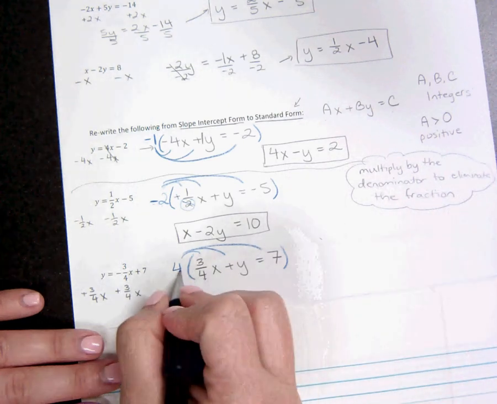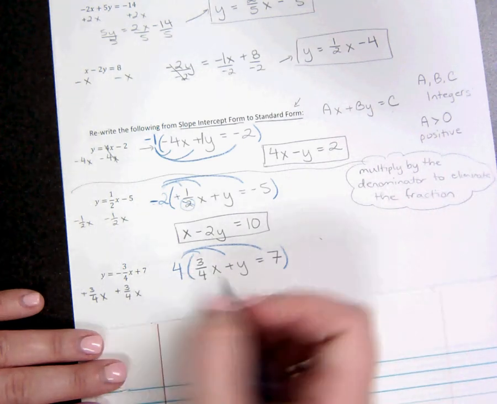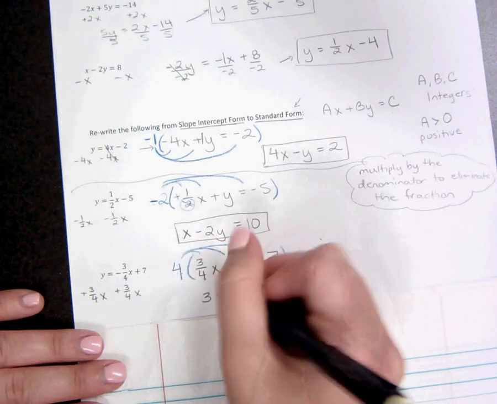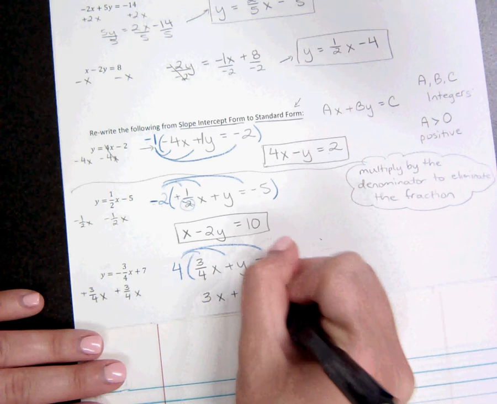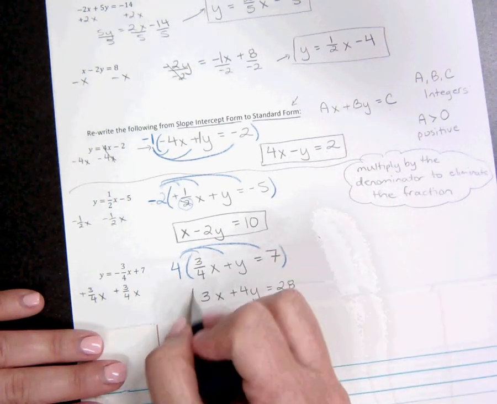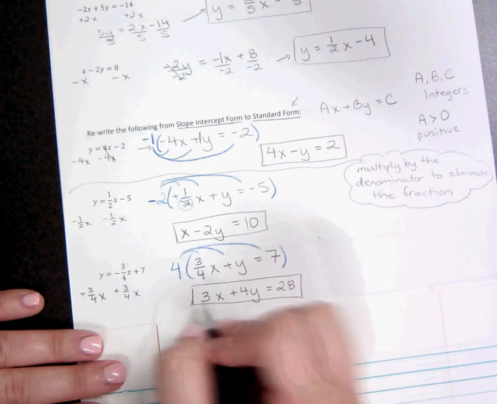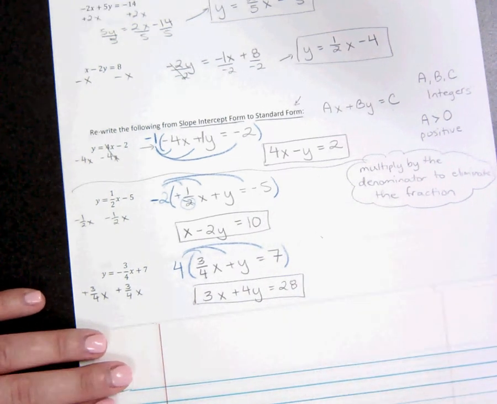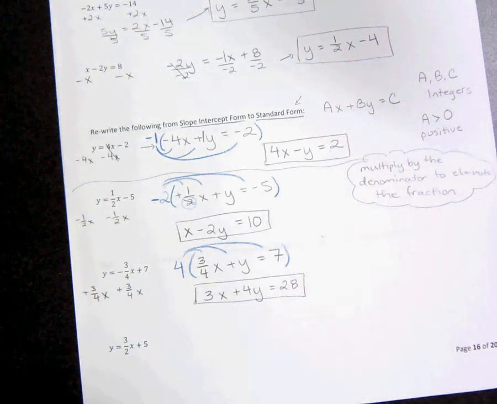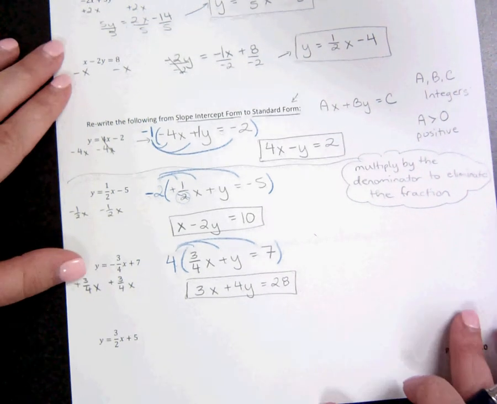For this one, this 4 and this 4 cancel out. So we're just left with 3x. Then it's 4 times y, so plus 4y. And then 4 times 7 is 28. Now everybody's an integer, and the leading coefficient is positive. If you'd like to try the last one on your own, you can pause and play the video back to make sure you got it right.